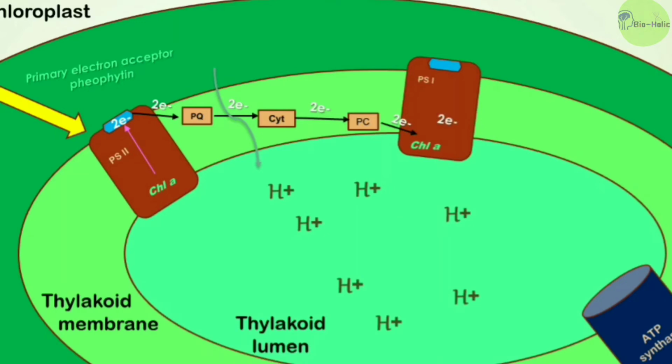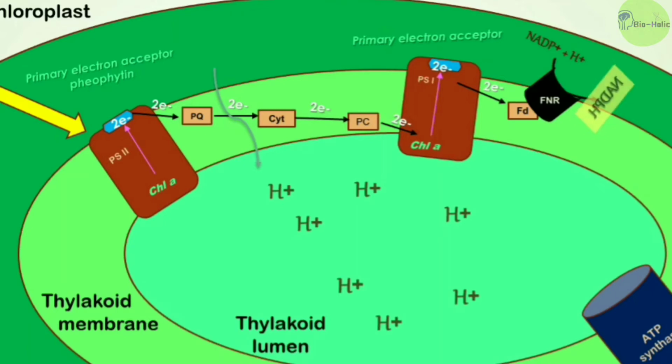Again in the photosystem 1, the chlorophyll A gets excited and transfers the electron to its primary electron acceptor. And again, from here, the electrons are transferred to FD, that is ferredoxin, which is an iron-containing protein. Here, ferredoxin NADP plus reductase is present, which is used to reduce NADP plus to NADPH by the help of those electrons. To form the NADPH, here you can see that H plus molecules are necessary.